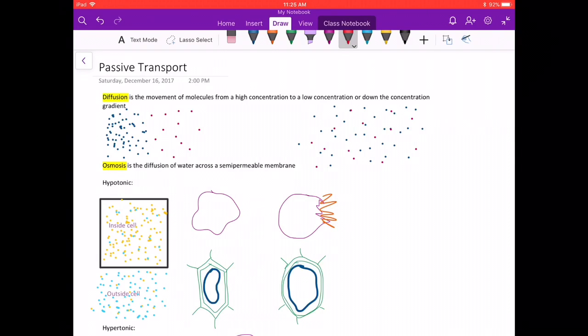First, we'll be talking about passive transport. There are three major types of passive transport. The first is diffusion. Diffusion is the movement of molecules from high concentration to low concentration, or down the concentration gradient. Here we have two different substances, a solute and a solvent.